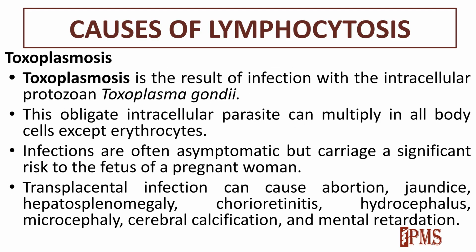Toxoplasmosis results from infection with the intracellular protozoan Toxoplasma gondii. While infections are often asymptomatic, transplacental infection can cause severe fetal complications, including abortion, jaundice, and mental retardation.